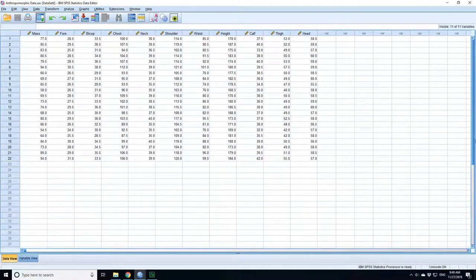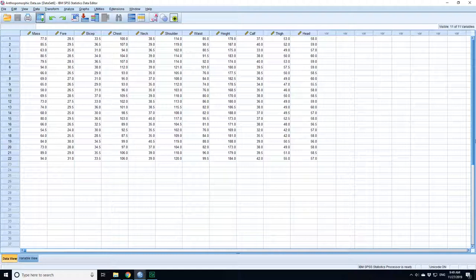This is a data set of anthropometric measurements. So what someone is doing is actually anthropometric data measurements. What someone was doing was looking at some people's mass, forearm length, bicep size, chest length, neck length, shoulder length, waist length, height length, calf length, thigh length and head length.